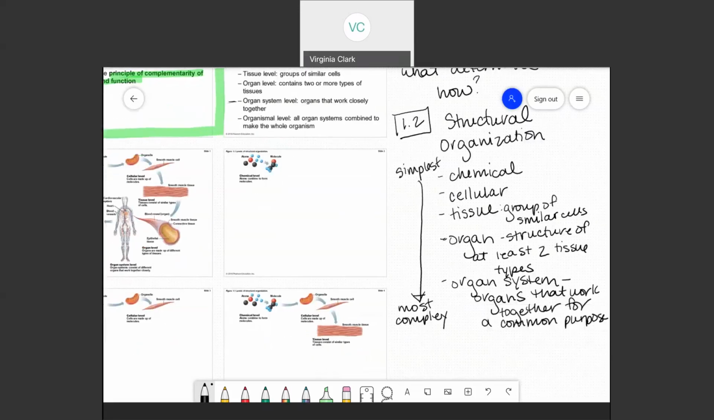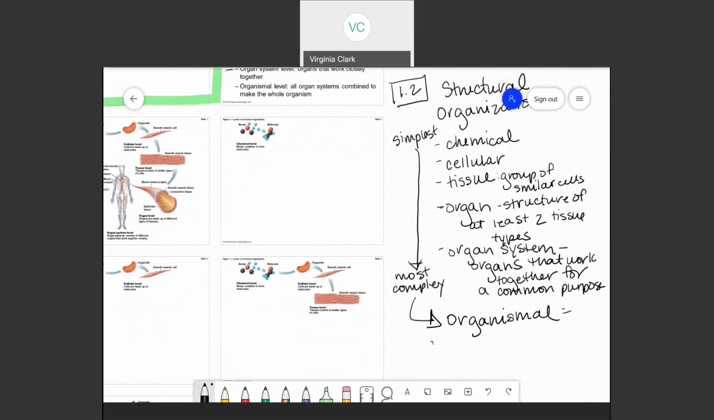And then the most complex structural level within the body is going to be the organismal level. And this is the global whole organism put together. This is going to be all systems working together. So this is an example of our cardiac system that we just talked about, working with your integumentary system, which is your skin, working with your skeletal system, working with your muscular system. That creates the organism. The organism for us is the human body.